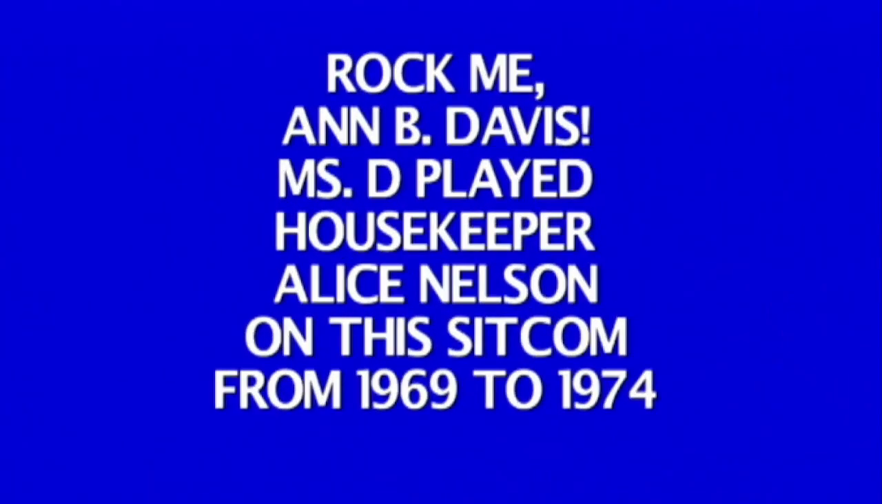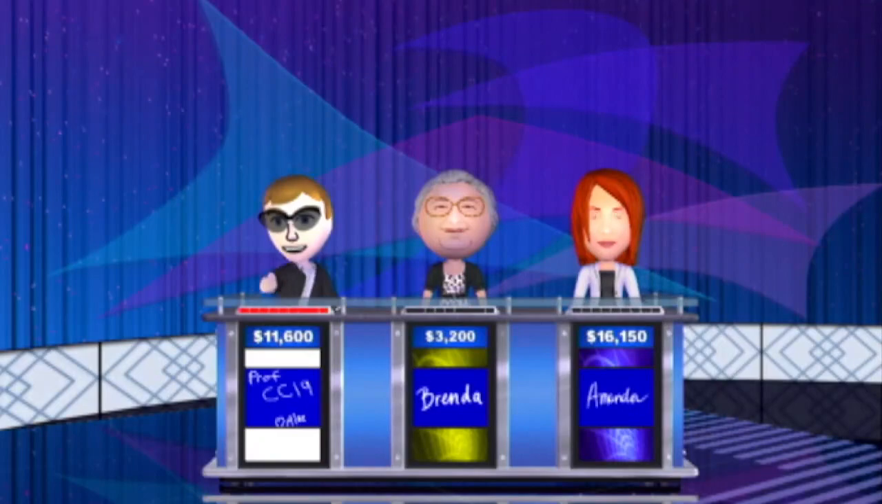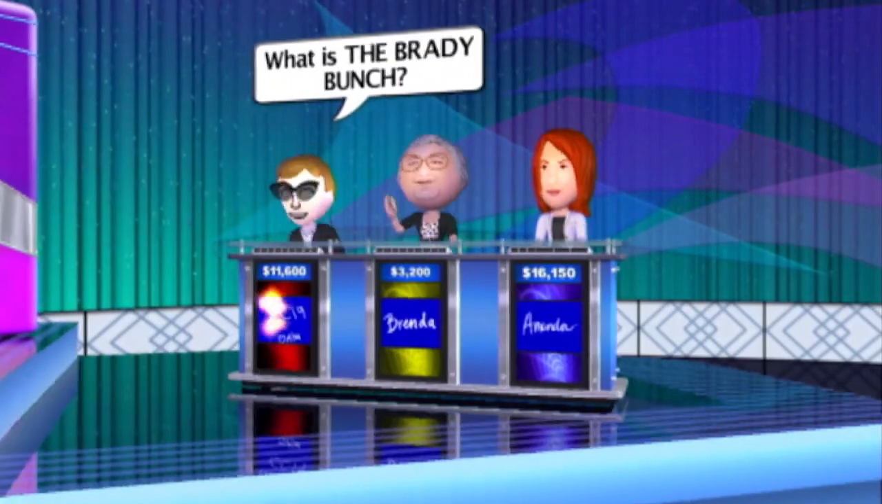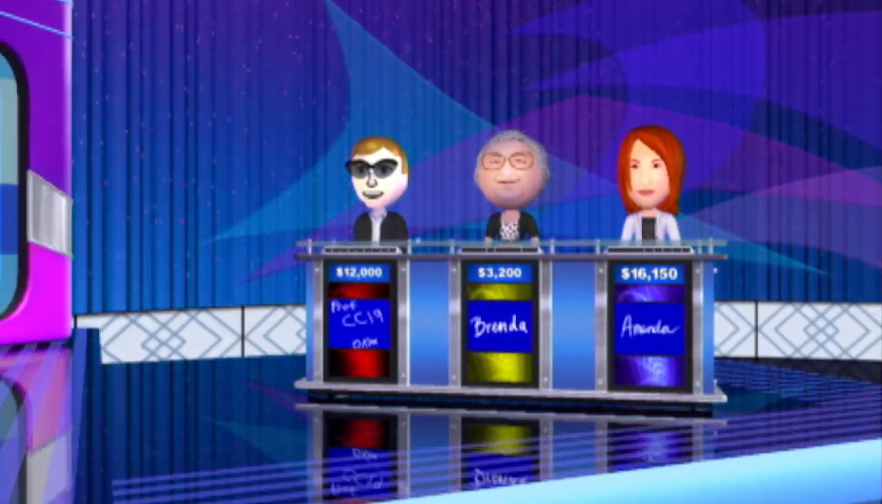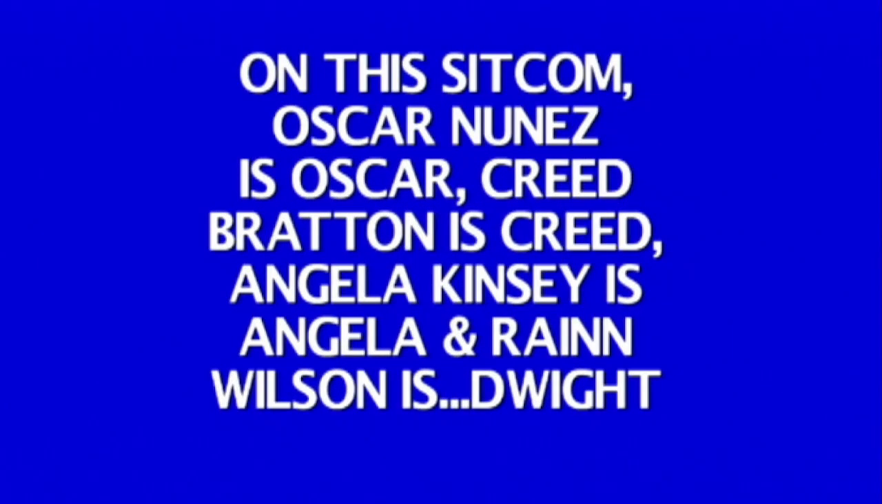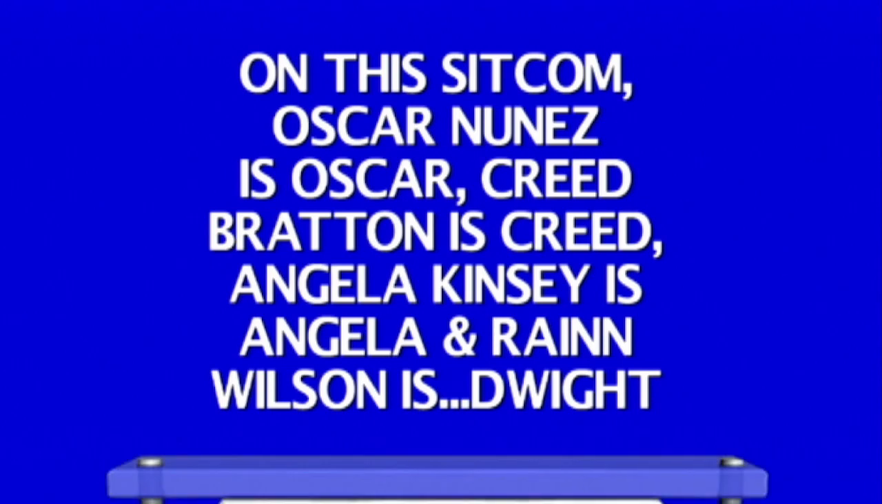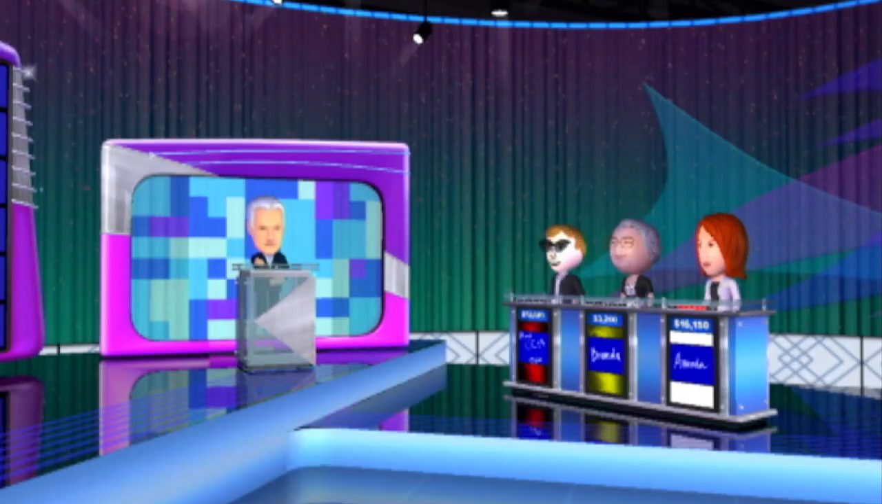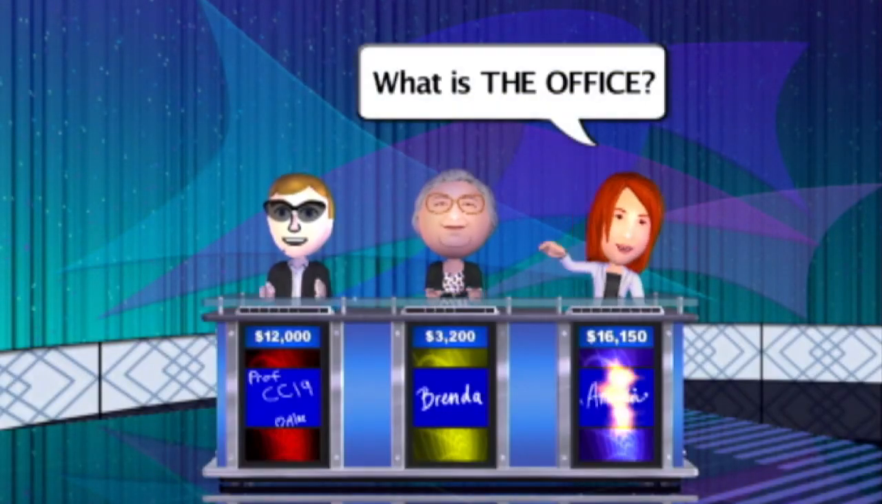Rock me, Ann B. Davis. Ms. D played housekeeper Alice Nelson on this sitcom from 1969 to 1974. Yes, player 1. That's it. Player 1, back to you for our next. On this sitcom, Oscar Nunez is Oscar, Creed Bratton is Creed, Angela Kinsey is Angela, and Rainn Wilson is Dwight. Player 3? Good for you.